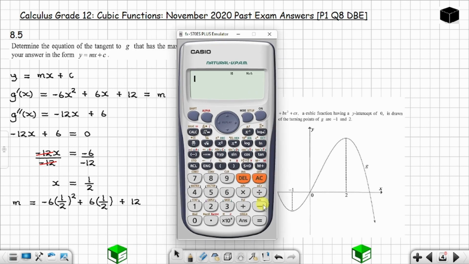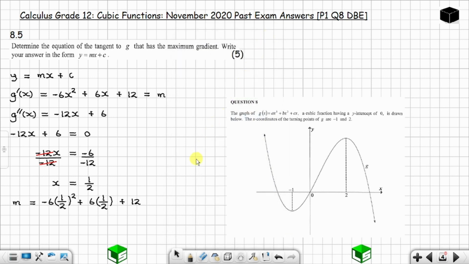So you have negative 6, and in brackets you have 1 over 2 squared, and then plus 6 times 1 over 2 in brackets, and then plus 12. So this is equal to 27 over 2. Okay, so the maximum gradient is 27 over 2, or you can write it as a decimal, 13.5. So this is the maximum gradient, the one they're asking you to find.